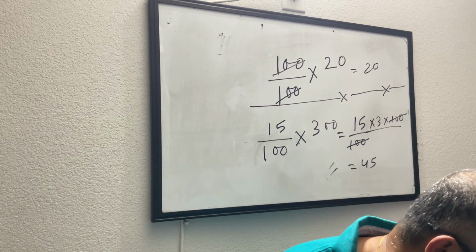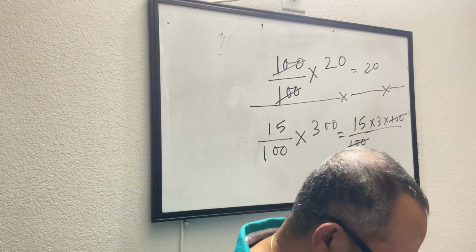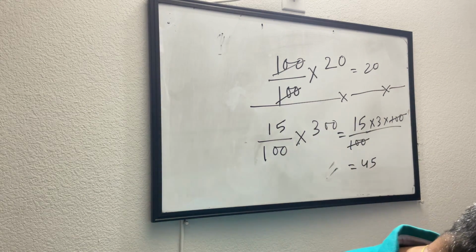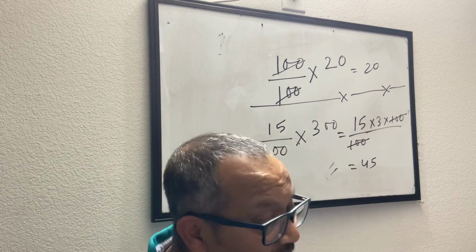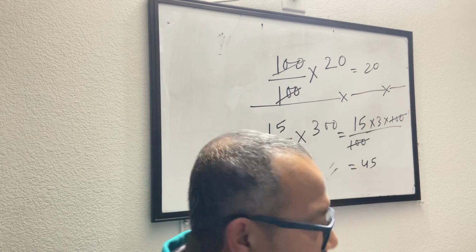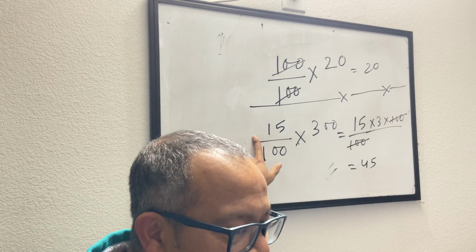15% of 300 is 150. No. I did not say 50%. I said 15%. That's what I've written here.